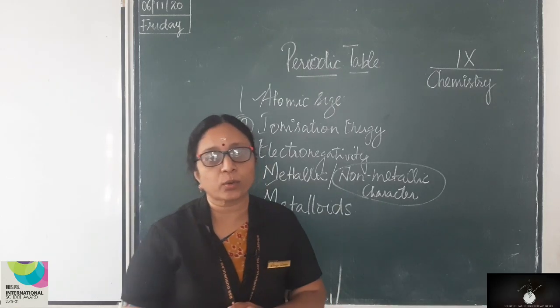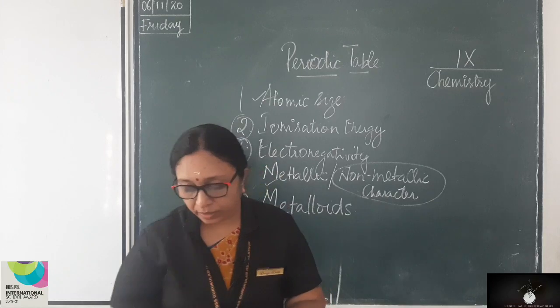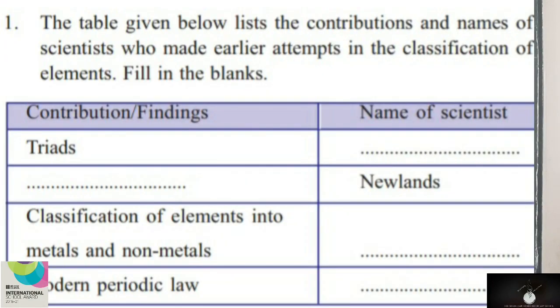So children, I have completed the chapter. We will move to let us assess. The first question is to match the following triads. Who contributed these triads? Dobereiner. Newlands, what was the law? Law of octaves. Classification of elements into metals and non-metals was done by Lavoisier. Modern periodic law was proposed by Henry Moseley.